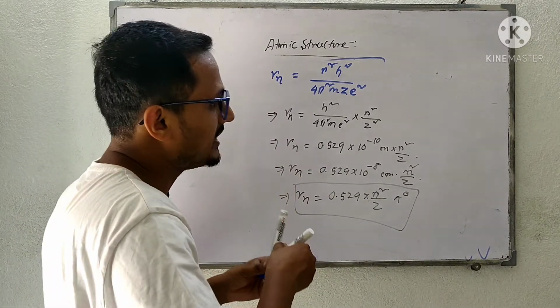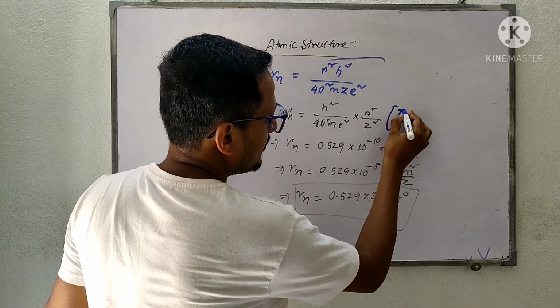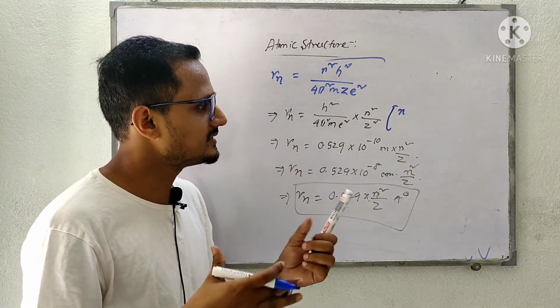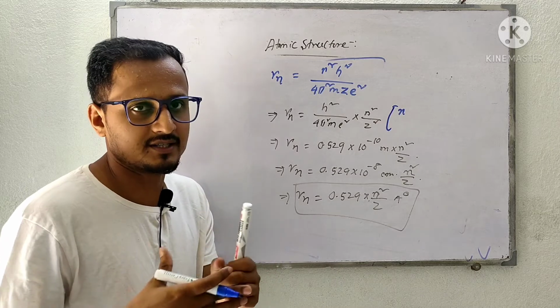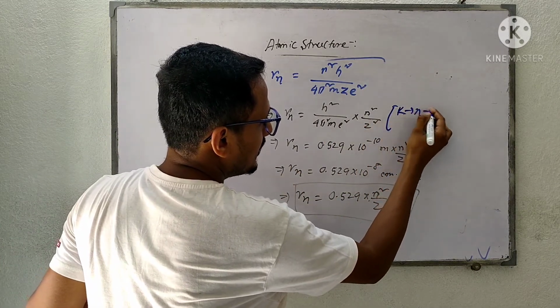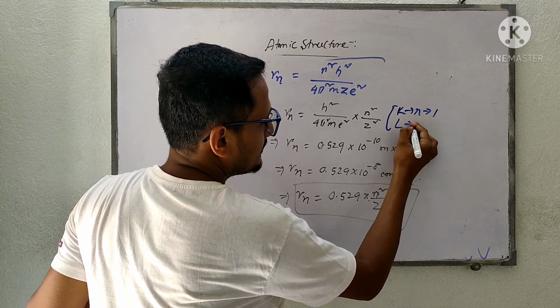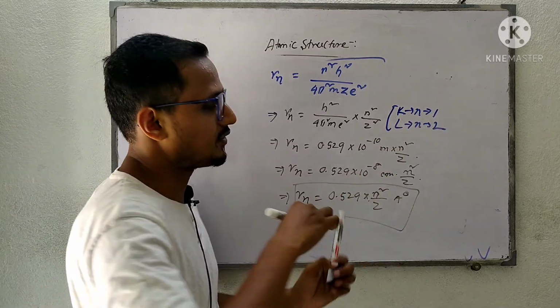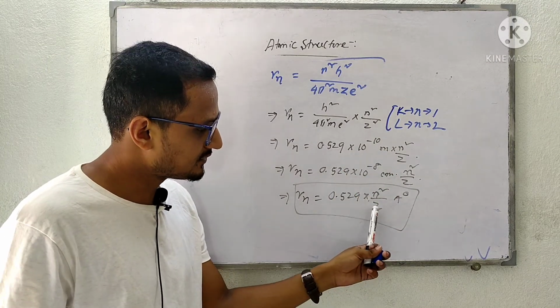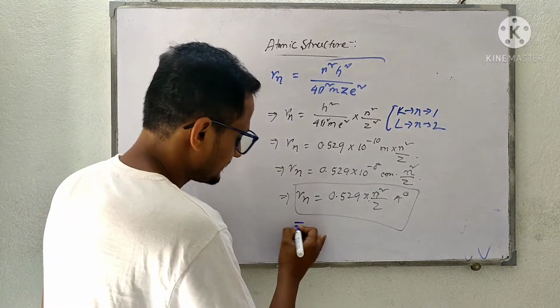Okay, now why is this n different? Because this n signifies the principal quantum number, and this is the number of the orbit. That means for the K orbit, the value of n equal 1. For the L orbit, the value of n equal 2, and for hydrogen-like atom, z equal 1. Okay, so if you put z equal 1 here, then you will get this one.